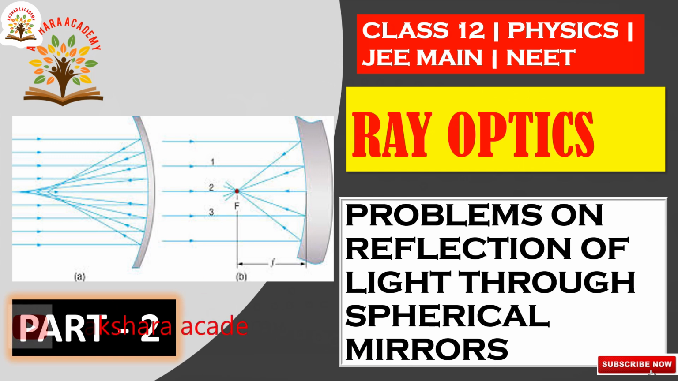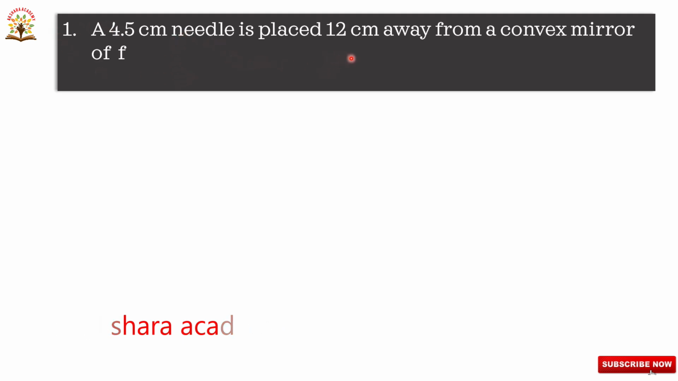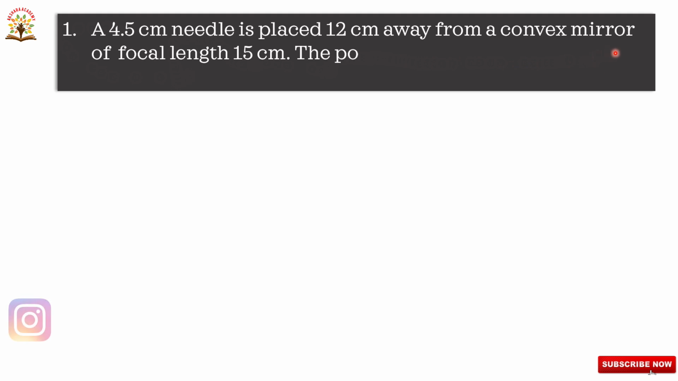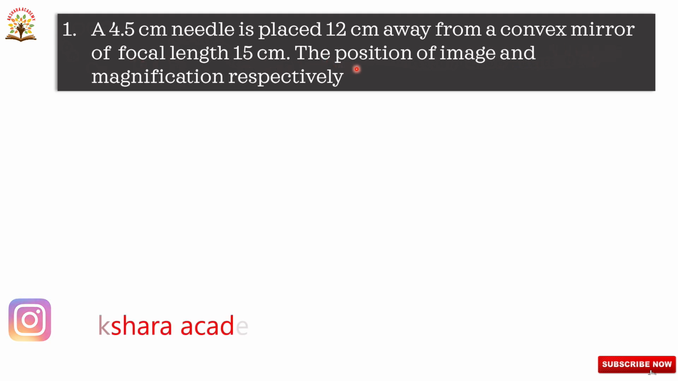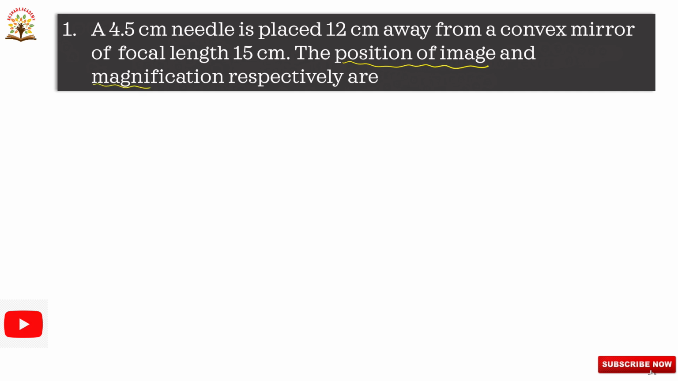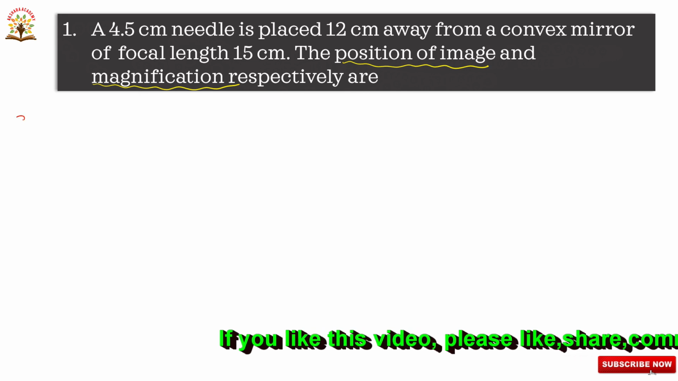Let us go to today's session, problems on reflection of light through spherical mirrors, part 2. Go to the first question. A 4.5 centimeter needle is placed 12 centimeters away from a convex mirror of focal length 15 centimeter. Find the position of the image and magnification respectively. Here in this question we have to calculate the position of the image and the magnification. Let us go to the solution.